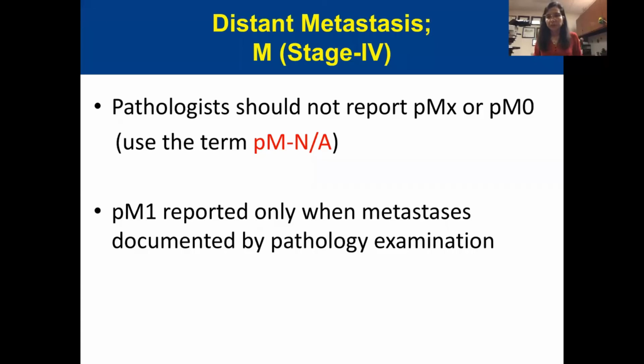So in terms of reporting of distant metastasis, pathologists should not report pMX or pM0. We should report as pM not applicable, okay? Because if we want to report as pM1, we have to see the distant metastasis under the microscope, not from clinical information. Usually, most of the distant metastasis we know is from the clinical or imaging report, not under the microscope, right? When we are looking at the primary melanoma, we already know this patient already has metastasis to the brain or elsewhere, but not under the microscope. So we report what we see under the microscope. If we don't see anything under the microscope, we just say pM not applicable, okay?